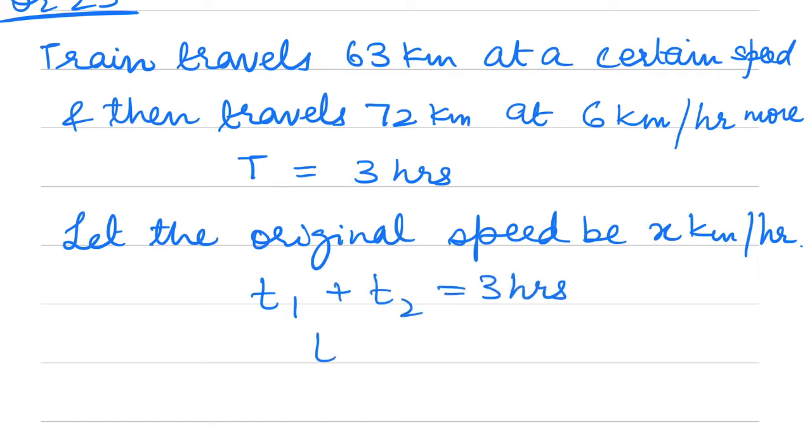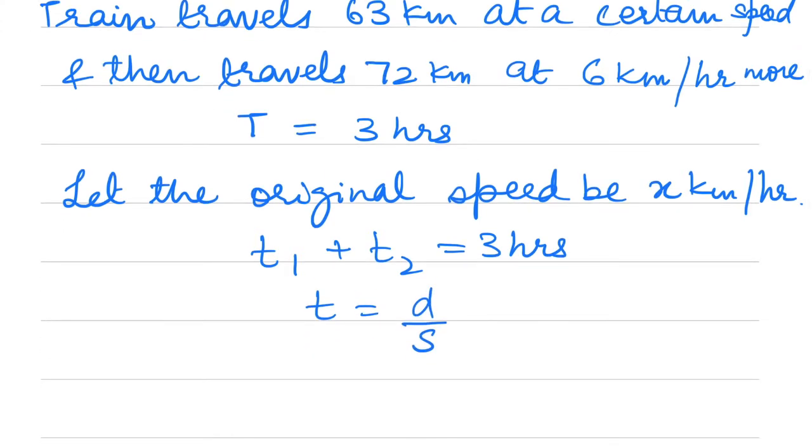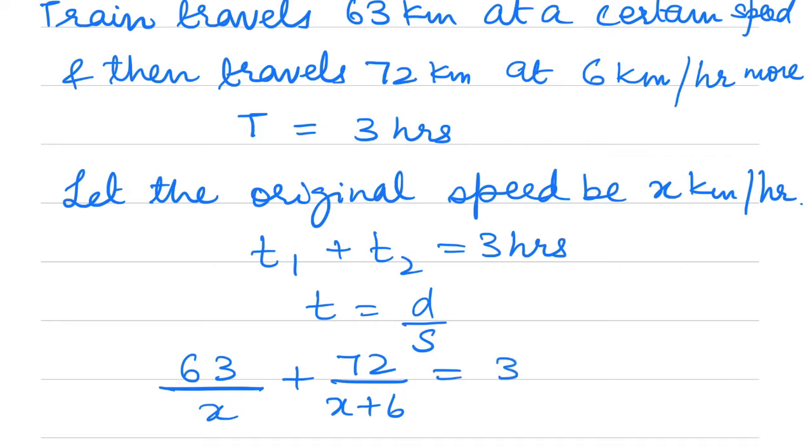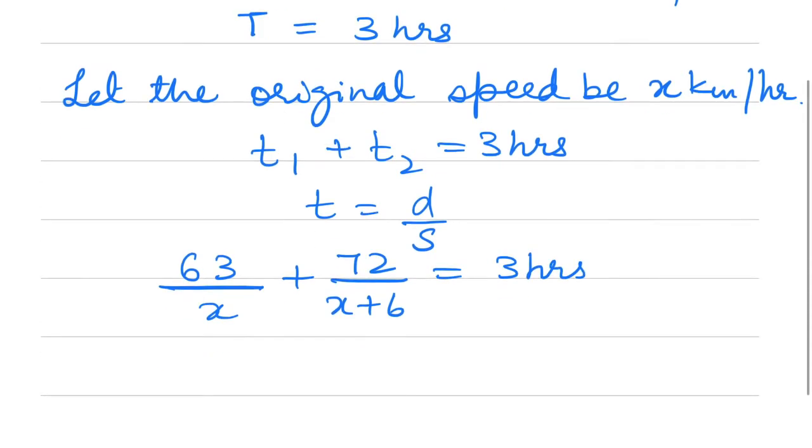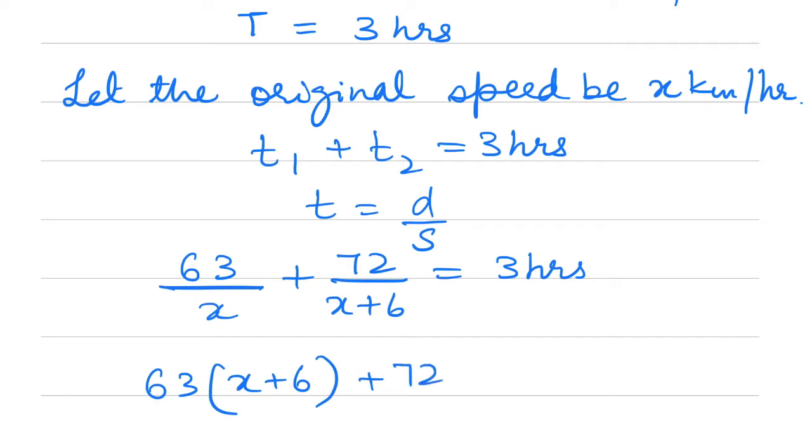Time is equal to distance by speed. The distance for the first journey is 63 km and the speed is x, and the distance for the second journey is 72 km and the speed is x plus 6, that is 6 km per hour more, and the total time taken is 3 hours. Now let's take the LCM. So 63 into (x plus 6) plus 72 into x is equal to 3x into (x plus 6).